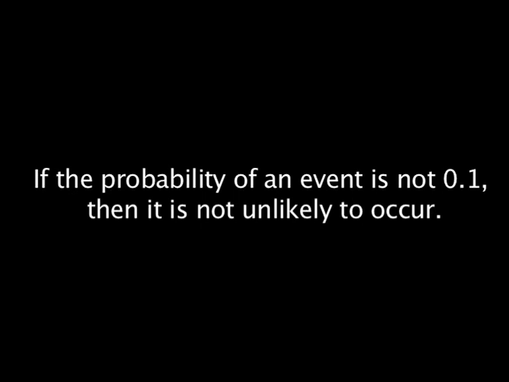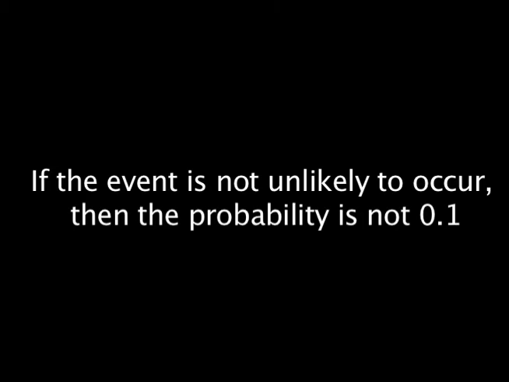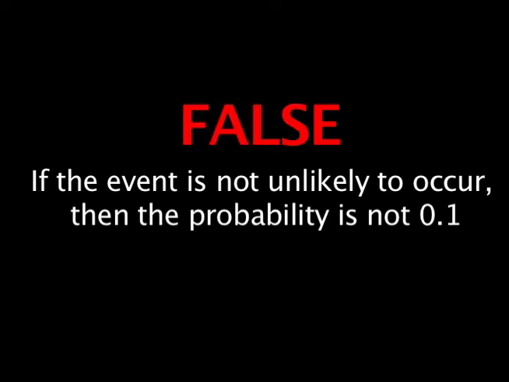The inverse, if the probability of an event is not 0.1, then it is not unlikely to occur. This is also false because, again, the probability could be 0.01 and still be unlikely. The contrapositive, if the event is not unlikely to occur, then the probability is not 0.1. This is false too, because the probability could be 0.01 and it would still not be likely to happen.